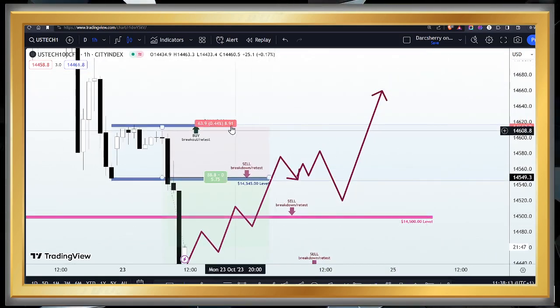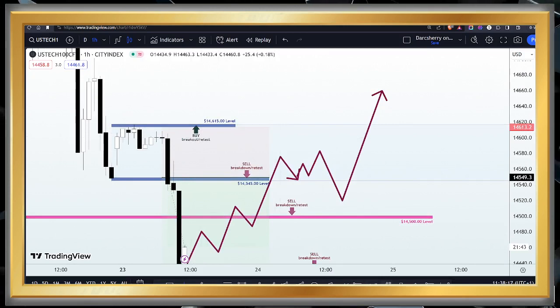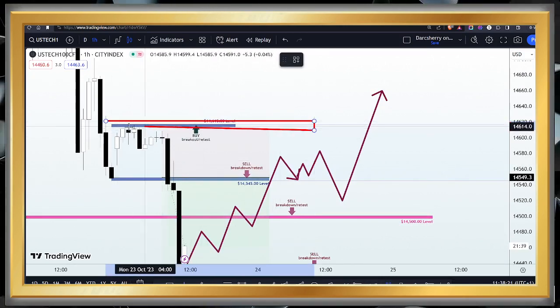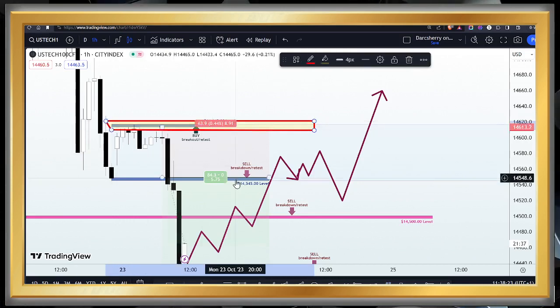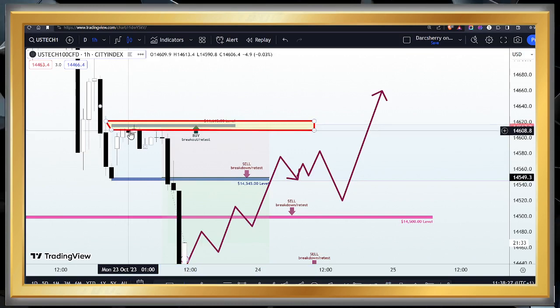We do want to be part of a bullish opportunity there, and if price continues to the upside, taking out the resistance line for this week at the 14,615, then we do want to be adding more buy position. But as it is right now, everything is looking very bearish.